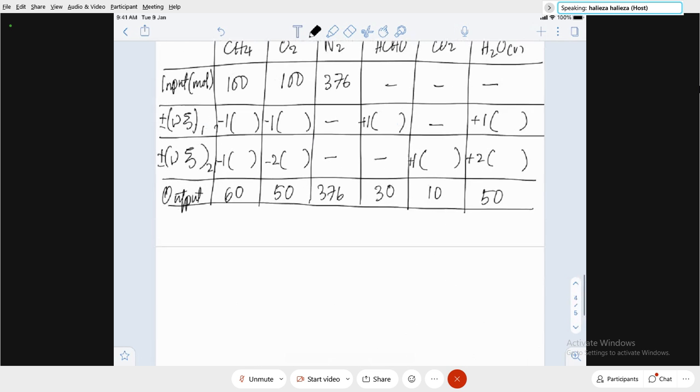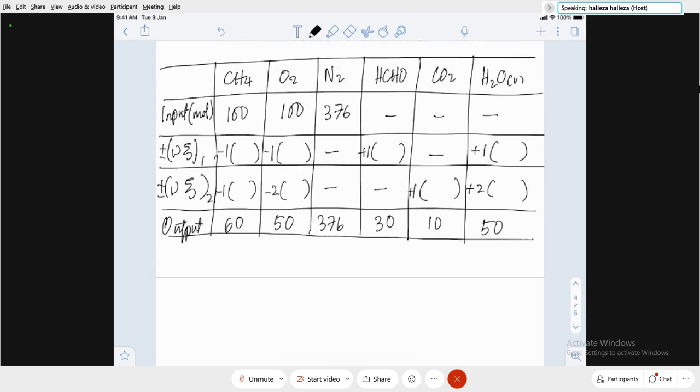So now, how are we going to go about this? Just look at it. Look at formaldehyde. What do you think is in the bracket? It's the coefficient 1, so extent of reaction 1 is equal to 30. Come on. Okay, look at carbon dioxide. What is in the bracket? The extent of reaction 2 is 10. That's how you do the calculation.